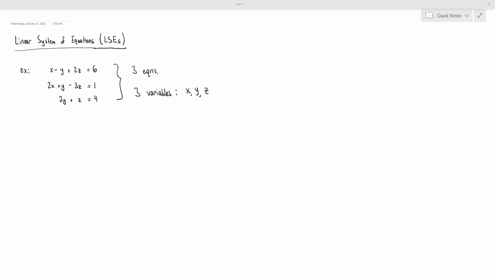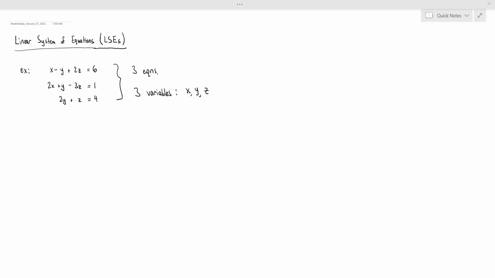First, I want to make sure everyone knows what a linear system of equations is. So here I've written down an example of a linear system of equations. This particular example has 3 equations and 3 variables to solve for, x, y, and z. In general, a linear system of equations could have any number of equations and any number of variables. Okay, what makes this a linear system of equations?